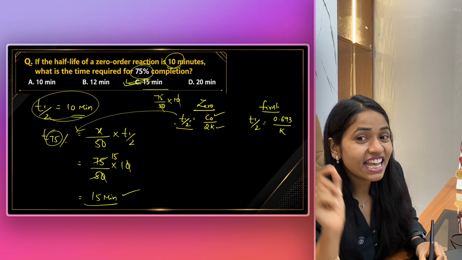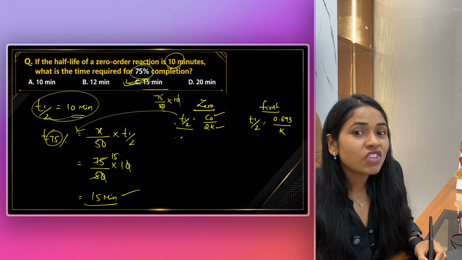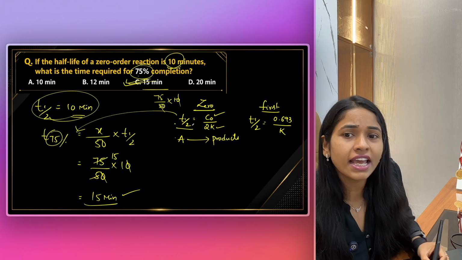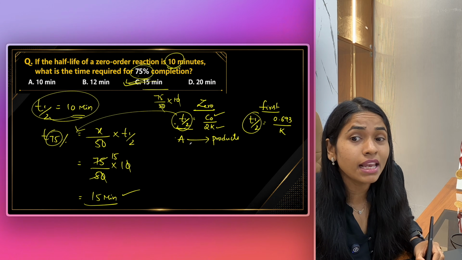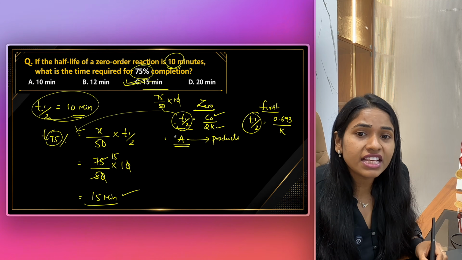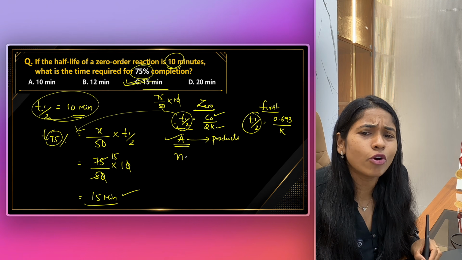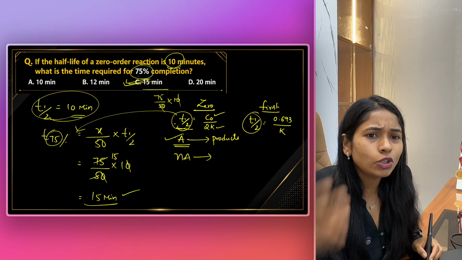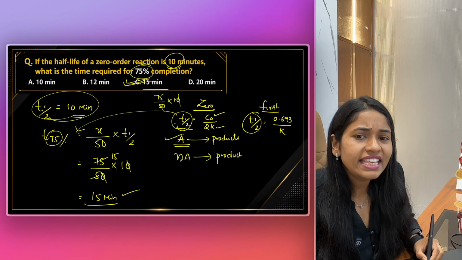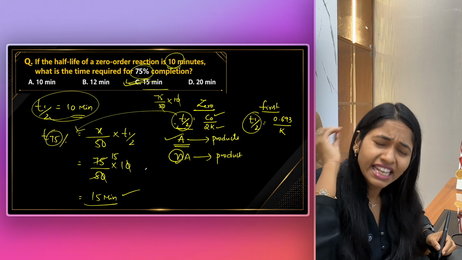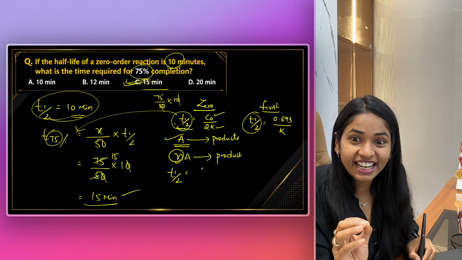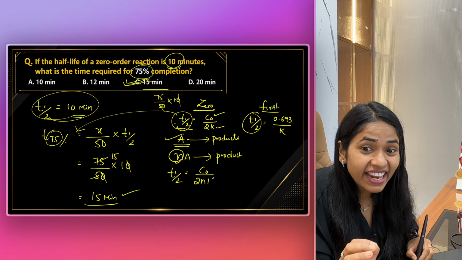Okay, the trick is this: this formula is applicable only to the reaction where A is converting into products. Both the above formulas are applicable only when A converts into product. Suppose instead of this, they have given any number before A, like n can be 2, 3, 4, or 5, any number. Then the trick is, T half is equal to C naught by 2nk.